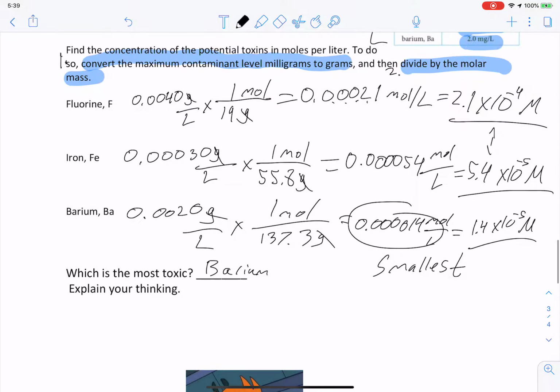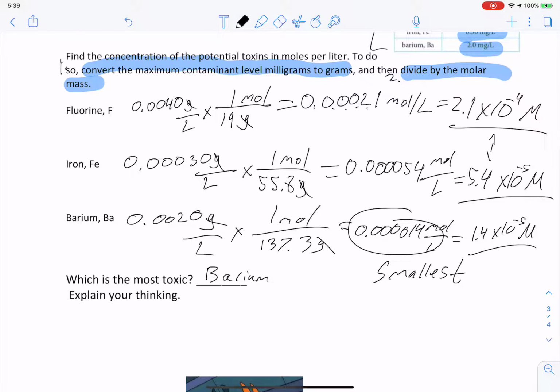All right, so that's just a little example of how you can use molarity to find the purity of substances as well as the purity of toxins.